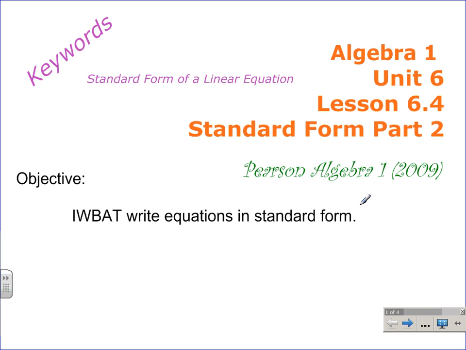In the previous lesson, Part 1 of Lesson 6-4, we learned how to graph equations in standard form. Now we're going to learn how to write them into standard form. What that means is take an equation that might be in slope-intercept form or some other form, point-slope form, which we're going to learn about in 6.5, or a form that's not really defined, and put it into standard form.